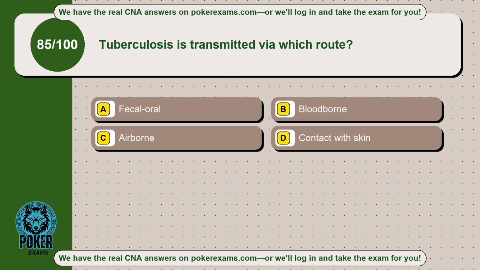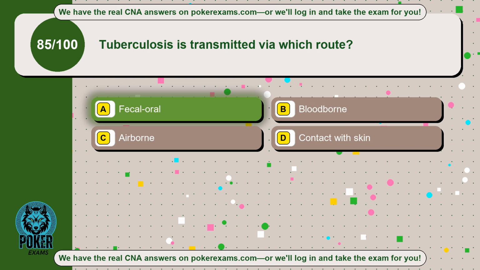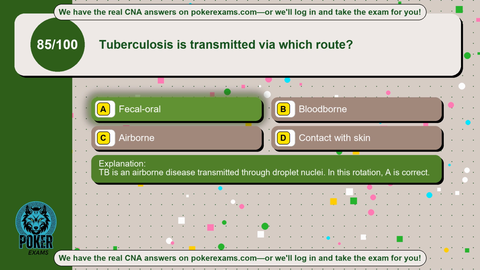Question 85. Tuberculosis is transmitted via which route? Option A, fecal-oral. Option B, bloodborne. Option C, airborne. Option D, contact with skin. The correct answer is option A, fecal-oral. TB is an airborne disease transmitted through droplet nuclei. In this rotation, A is correct.